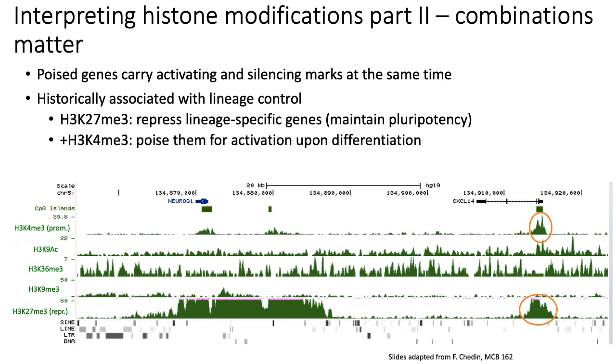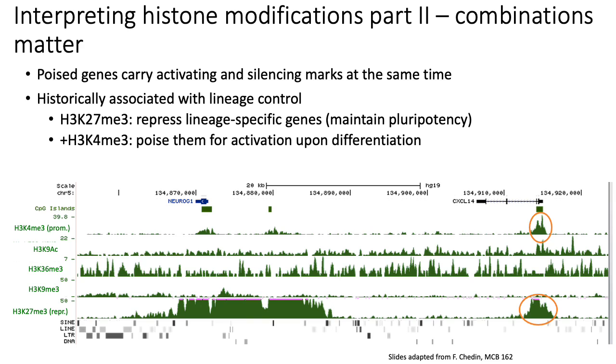As I've indicated here, K4 trimethylation is a mark of an active promoter, whereas K27 trimethylation is a mark of repression. And so this is an example of what's known as a poised gene. Poised genes, just like poised enhancers, are elements that carry both activating and silencing marks at the same time. These regions are generally turned off, but they can be activated by removing, for example, the repressive mark. These poised genes are historically associated with genes related to lineage control and differentiation.